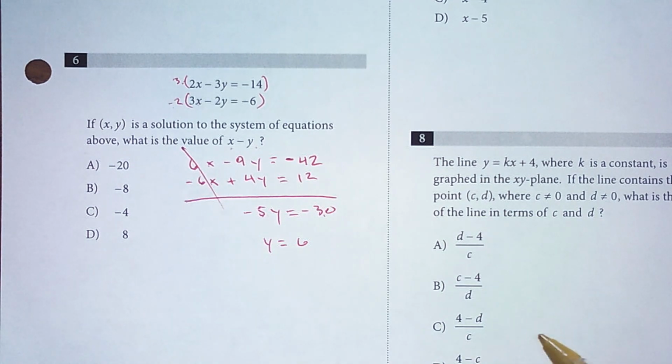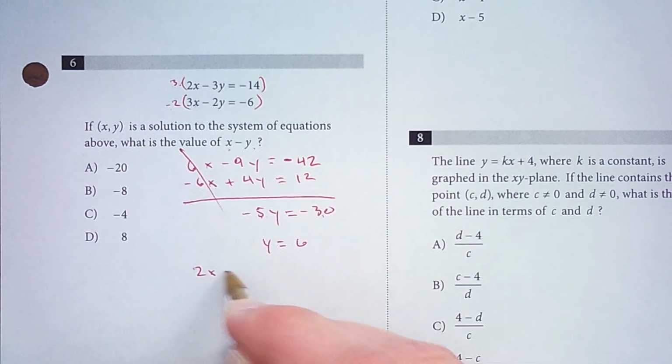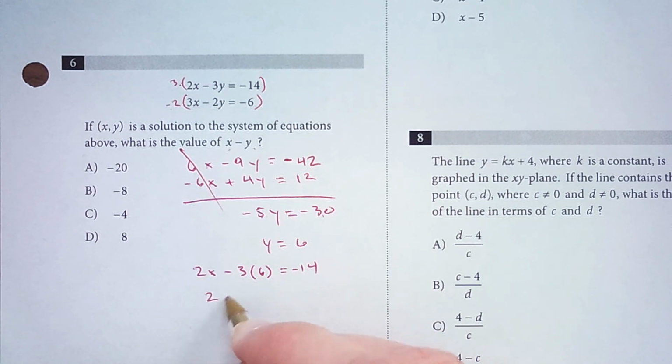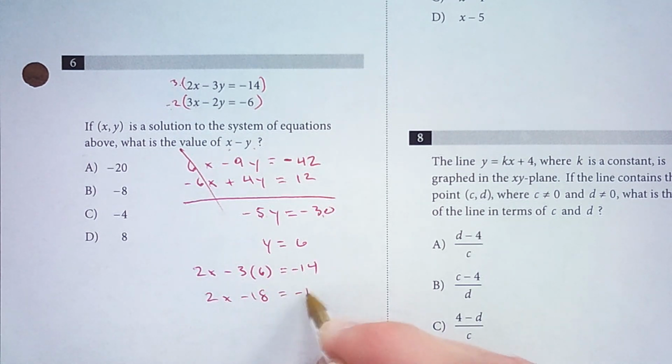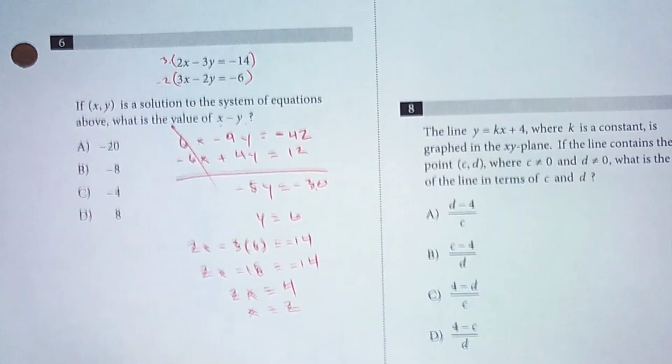Now I'll plug that into one of the original two equations to get the value of x. So I'll put this into the top equation. 2x minus 3 times 6 equals negative 14. Then negative 3 times 6 is negative 18. 2x minus 18 equals negative 14. So I will add 18 and get 2x equals negative 14 plus 18 is 4. And divide by 2 and I get x equals 2.